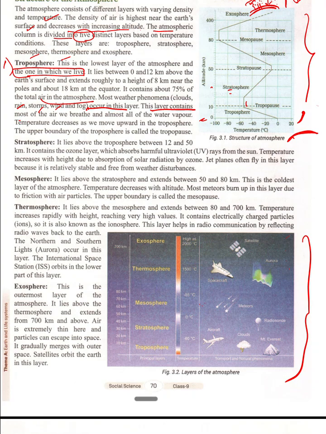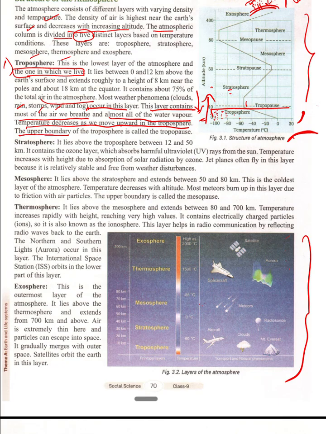This layer contains most of the air we breathe and almost all the water vapor present here. The temperature decreases as we move upwards in the troposphere. As I already told you, the density of the air, the molecules of the air, will be very high over here in this layer itself, and as we move up, these things will not be that much in the other spheres. So, obviously, as we move up, the temperature comes down.